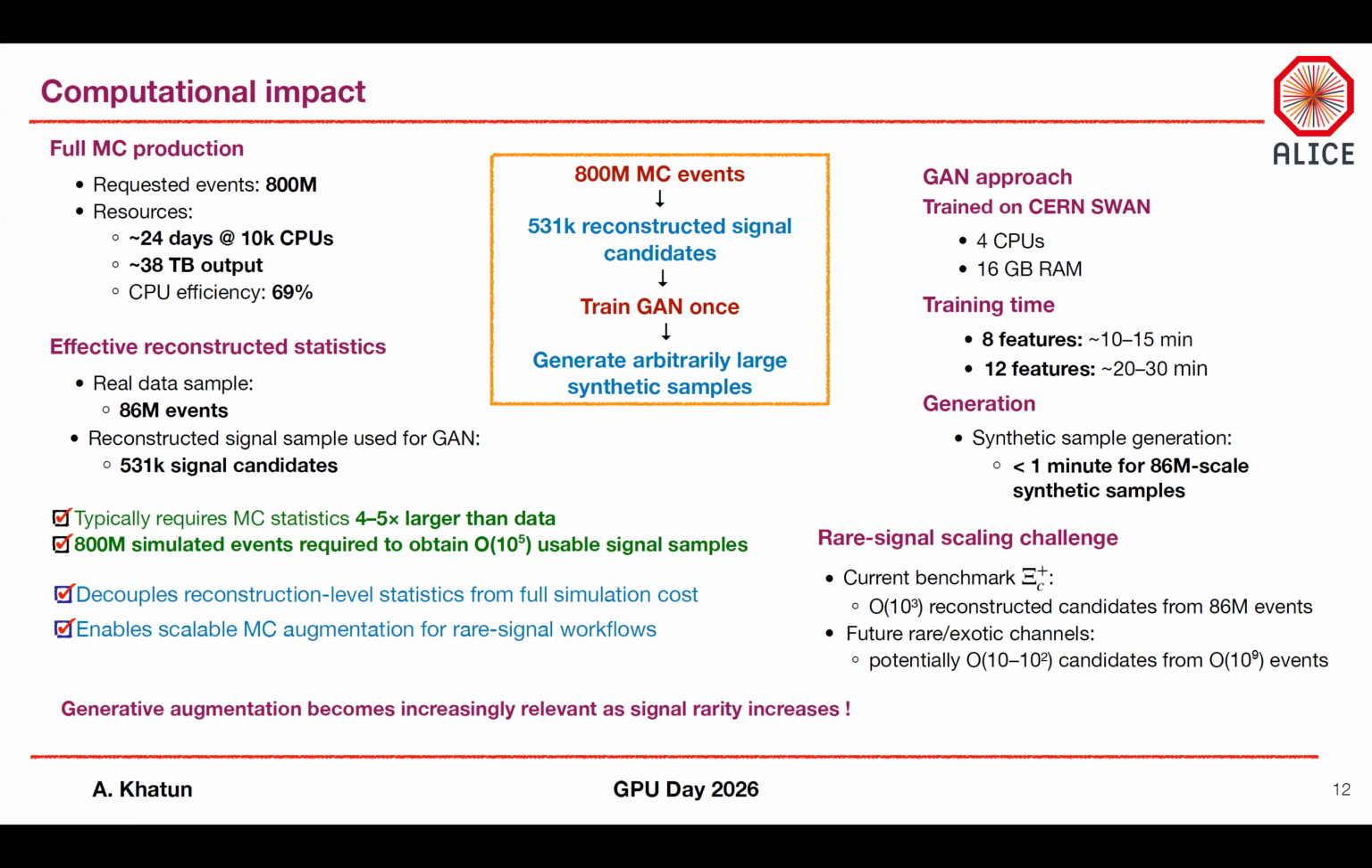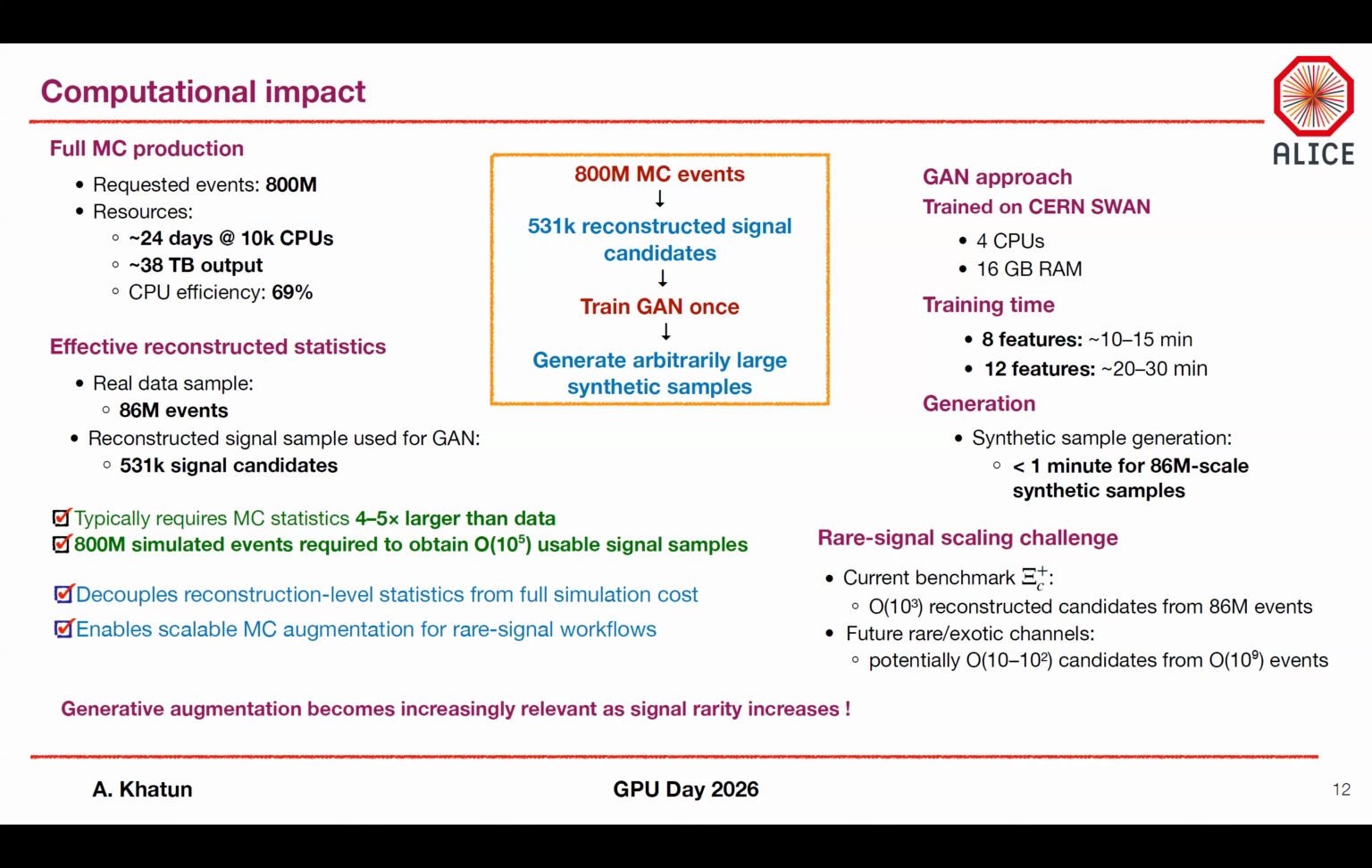And this brings me to the computational impact. So why do we want to do this? For the full Monte Carlo production of this particular benchmark, we had to request more than 800 million events, and it took resources for 24 days and 10,000 CPUs. These are the numbers of output, but CPU efficiency is only around 70%. And in the actual analysis case, we end up with only 531 signal candidates out of 800 million events.